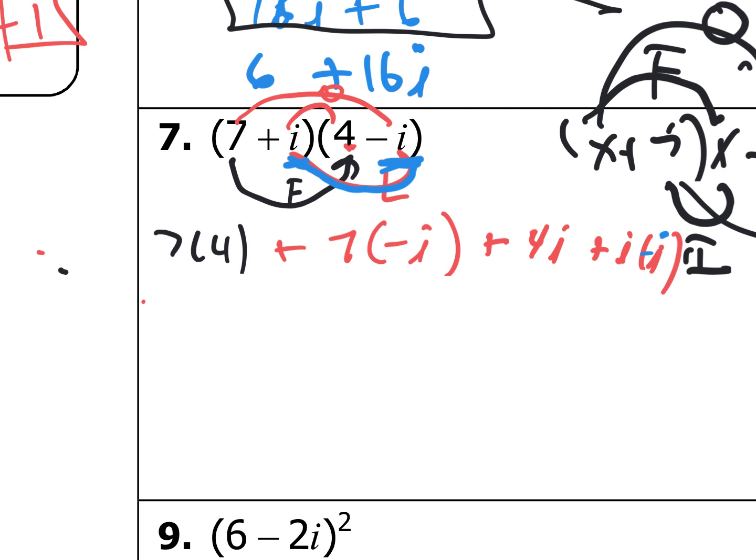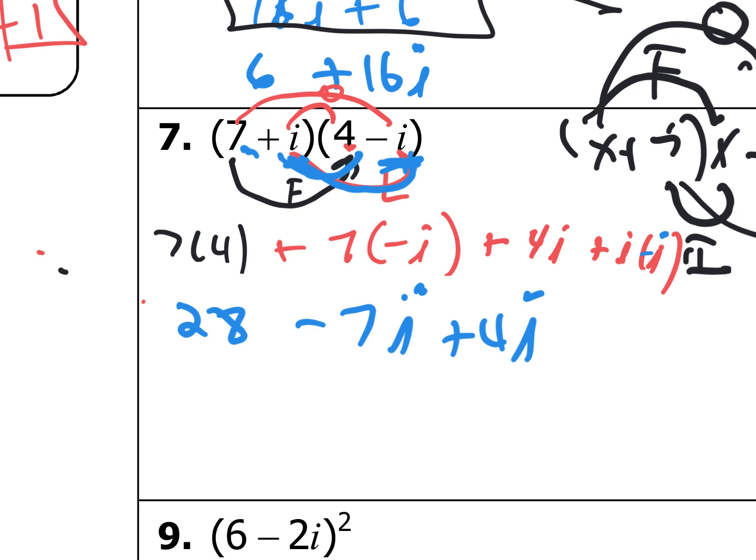So I probably won't write all those steps. I would have done 7 times 4, I know that was 28. Then 7 times a negative i would have been minus 7i. And then an i times the 4, I would have written plus 4i. And then an i times a negative i is a negative i squared. Why is that i squared important? What does that i squared become?